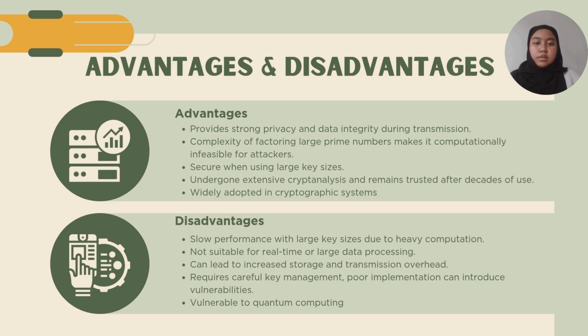On the downside, RSA can be slow because it is computationally heavy, especially with large key sizes. That makes it less suitable for real-time or large data processing. It also requires careful key management. A small mistake can lead to vulnerabilities, and in the future, RSA may become vulnerable to quantum computing, which could break the encryption using algorithms like Shor's. That is why researchers are already working on quantum-resistant alternatives.